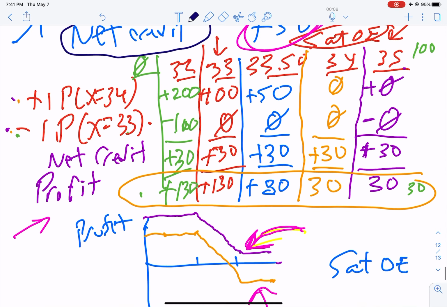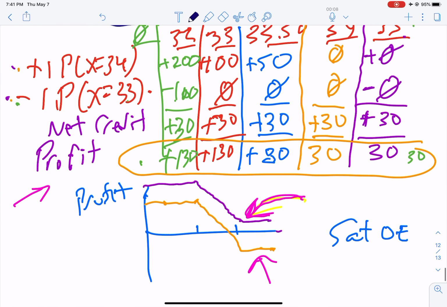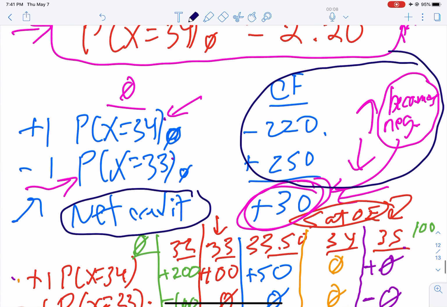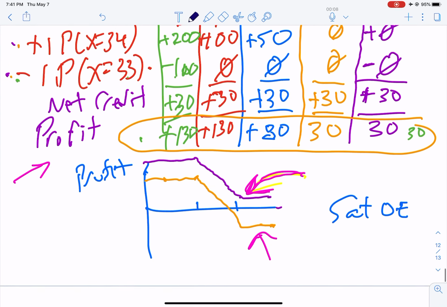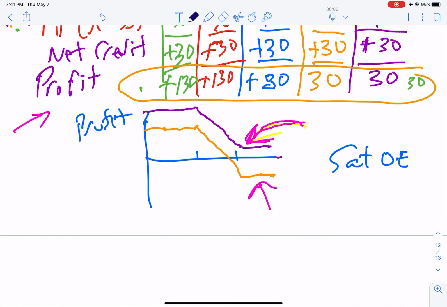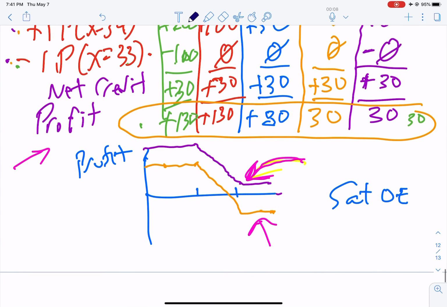One other thing, notice that the maximum value of this spread that we're setting up is the difference in the strike prices. 34 minus 33 equals 1 times 100. So the maximum possible value for that spread at option expiration is $100. You remember that from some of the earlier videos, but I just want to remind you of that.